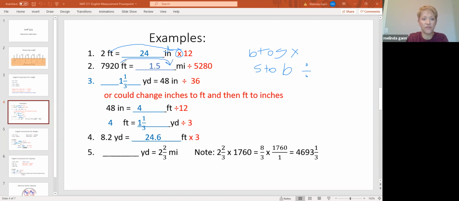So this time I'm going from feet to miles. Am I going from a bigger unit to a smaller unit, or a smaller unit to a bigger unit? Aren't feet smaller than miles? Aren't they shorter than miles? So I'd be going small to big. So I would know to write down divided by. Then I've got to know how many feet are in a mile. So if I don't have 5,280 memorized, I'm stuck.